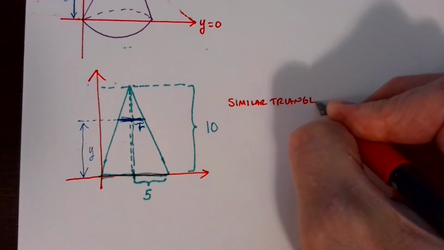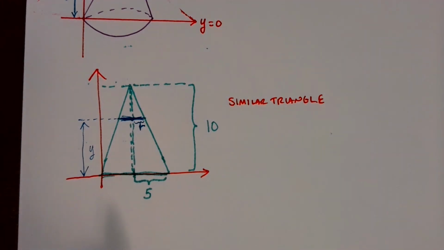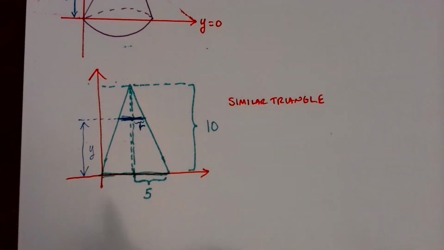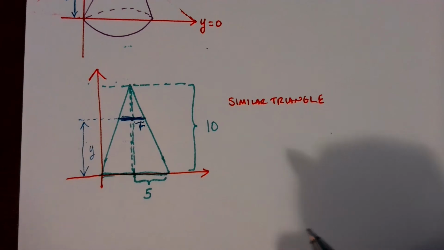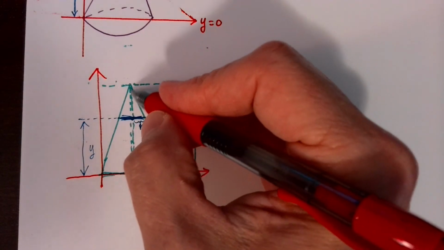Right? Similar shapes. What do we have with similar shapes? We have side lengths that are in proportion to one another. Similar shapes are just scaled versions of one another. Okay, so for instance, I see two similar triangles here, and let me show you one of them.